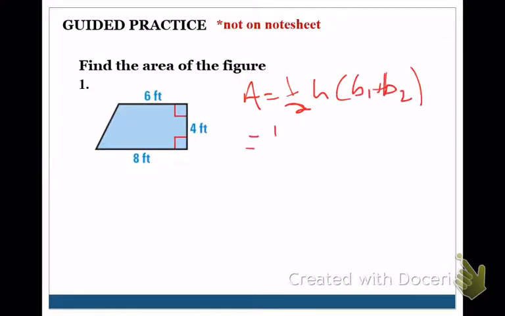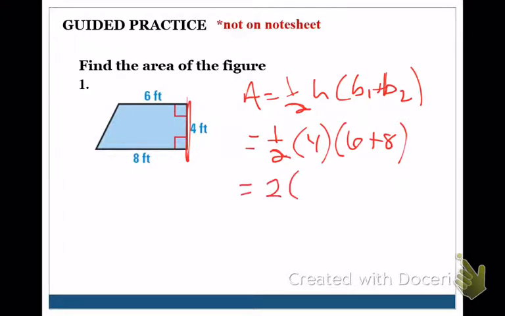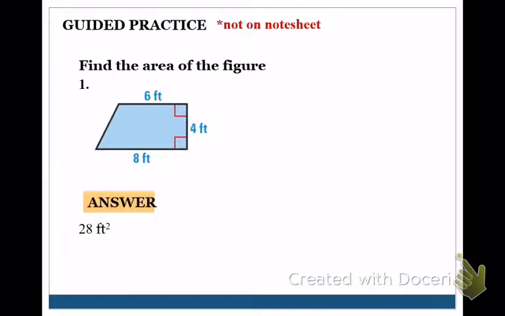Okay. The height is 4. It's here. Bases are 6 plus 8. So we go 1/2. Half of 4 is 2. I'm going to go ahead and make this 2 times 14. 2 times 14 is 28. So this is going to be 28 feet squared. Just using the area formula directly.